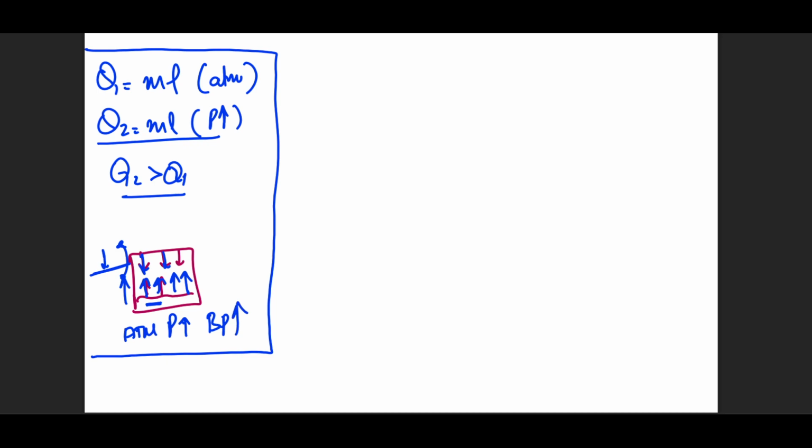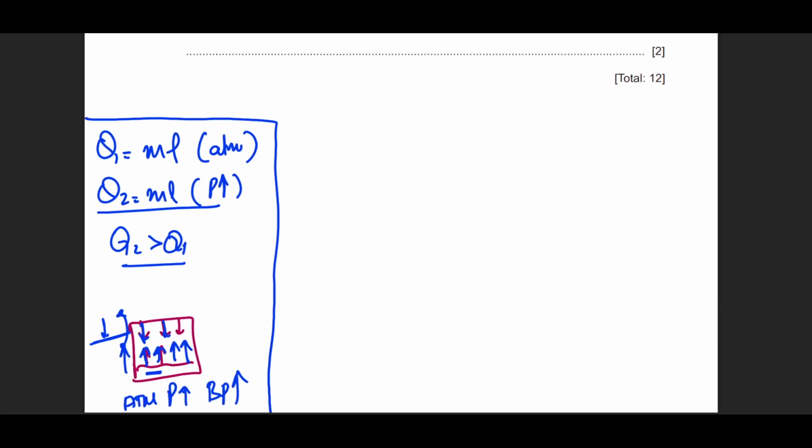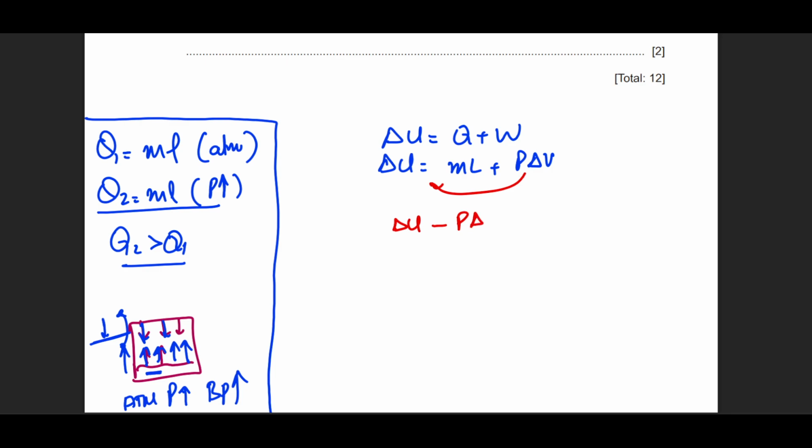Now this is a common man understanding. How to explain this in terms of A level? So using first law. So first law suggests that delta U equals Q plus W, right? And we understand that delta U is equal to ml plus P delta V. Now let's take this P delta V on the other side. So this becomes delta U minus P delta V equals ml.